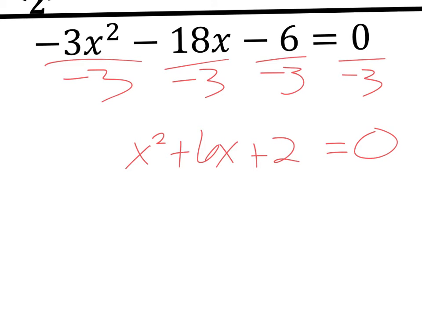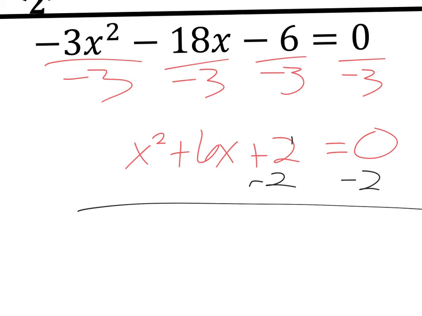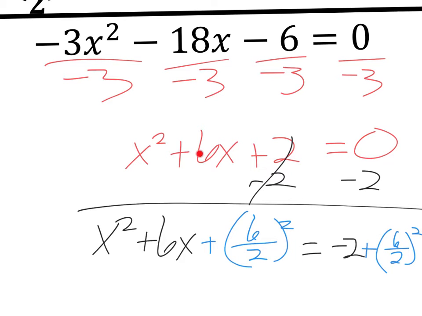So what you want to do, move your c term over to the other side, and then add in your b over 2 squared term to both sides. So my b term here is 6. So I'm going to add in 6 over 2 squared to both sides. And 6 divided by 2 is 3, and 3 squared is 9, so I'm adding in 9 to both sides.